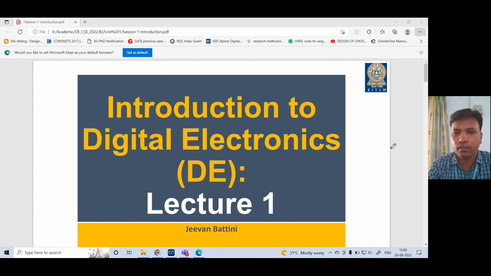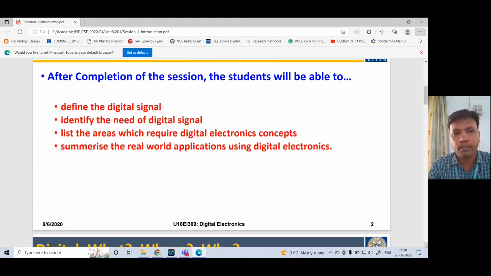The first lecture will be dealing with the basic concepts of digital electronics. After completion of this particular session, you will be able to define a digital signal, identify the necessity of digital signals, list the areas which require digital electronics concepts, and summarize the real-world applications using digital electronics.